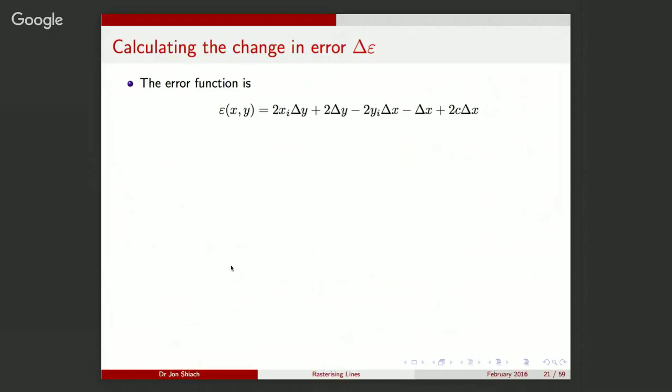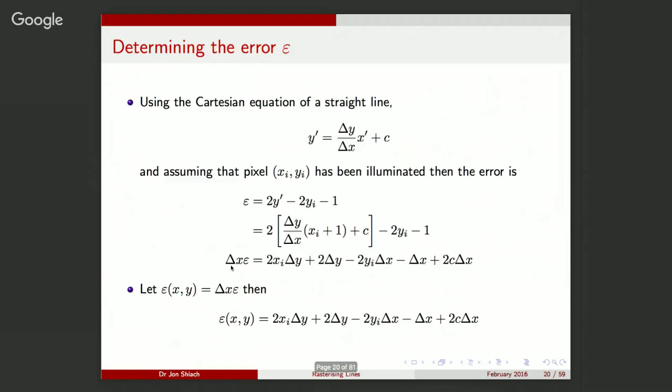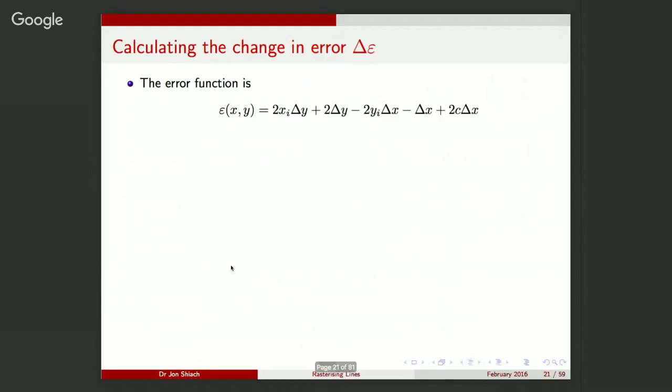What we don't actually do in the algorithm is calculate this at each step. Too much work. Because we've got a straight line, all we do is update the error depending on whether we went to the east pixel or the northeast pixel. So we have an error value, and we're just adding something to it. So what do I have to add to our error value? This is what we call delta epsilon, or change in error. So that's our error function, which is just derived from the Cartesian equation of a line.